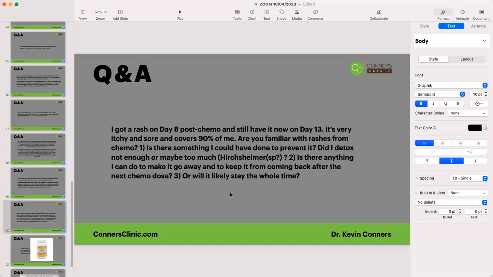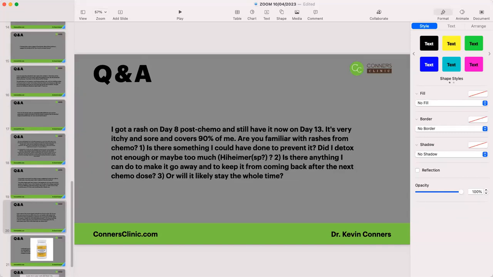So number one, is there something I could have done to prevent it? Not really, no. Did I detox not enough, or maybe too much? Is it a Herxheimer reaction? The answer is no, that's not a Herxheimer reaction. A Herxheimer reaction is a reaction to cell death where you have endotoxins and you're reacting to endotoxins, typically lipopolysaccharides. That's not what it is. But did I not detox enough?